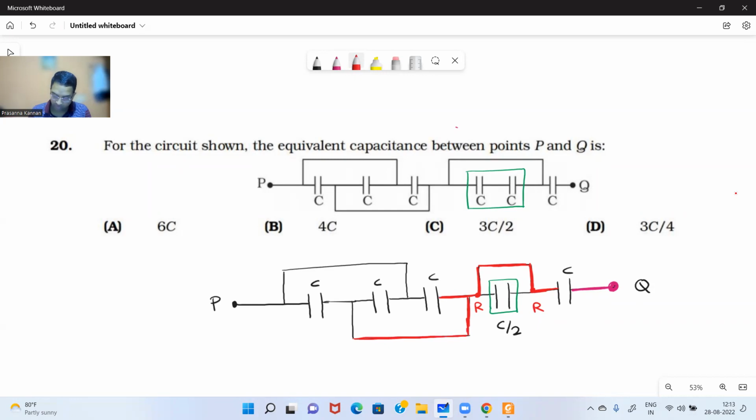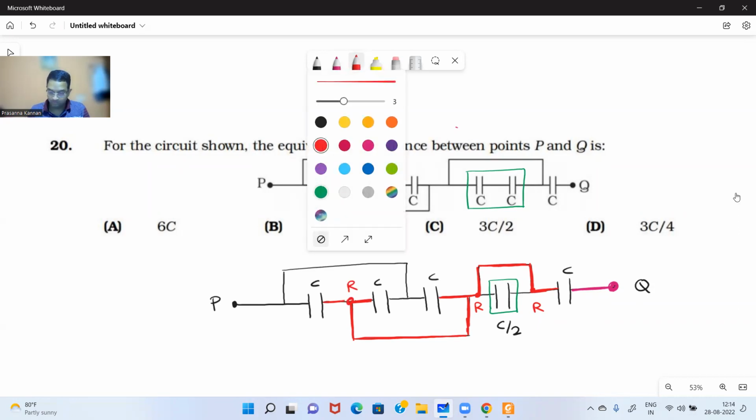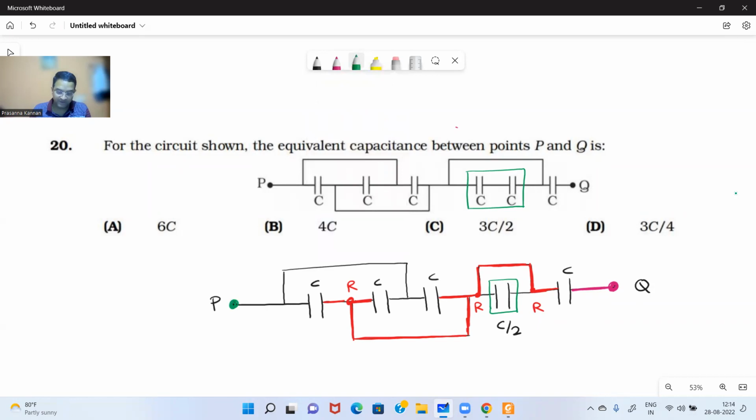So what is all this point? R itself, right? So all these points are R. I hope it's clear to you. What is this point? This is P, right? P. Till here it is P, because they are simply connected by a wire. So what is this point? P. Very good.